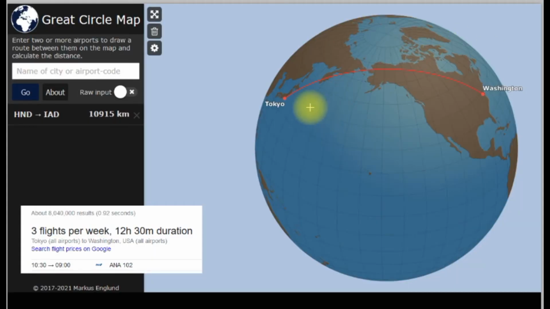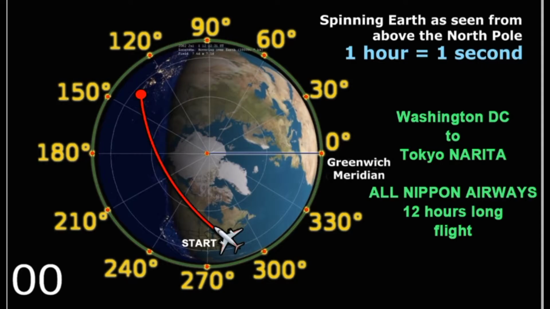Let's look at this flight from Washington DC to Tokyo. This is the Great Circle Map website. 3 flights per week, 12 hours, 13 minutes duration. I believe I set this to 12 hours to round it up. Let's look at here. Okay, so 12 hours long flight from DC, Washington DC to Tokyo.